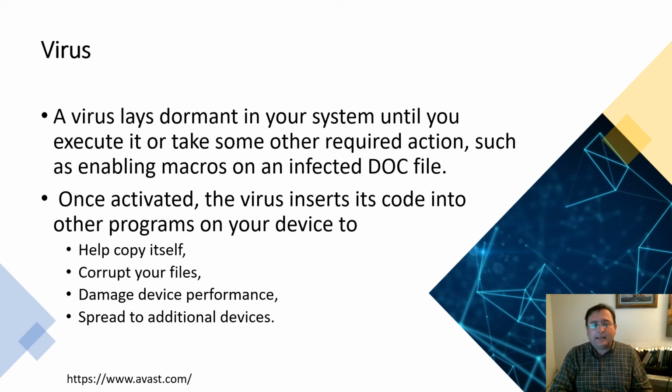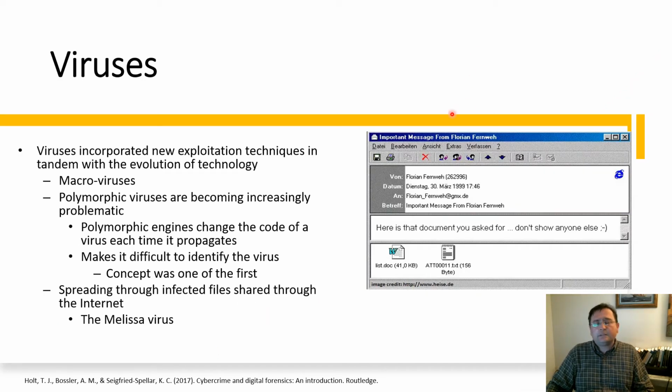So once the virus is activated, the virus inserts its code into other programs on your device and helps copy itself, corrupt your files, and damage device performance. So if you have an issue with your computer and its performance is getting slower, then there might be a computer virus on your system, and this is indeed a strong indication. And viruses can spread to additional devices, and viruses incorporate new exploitation techniques in tandem with the evolution of technology.